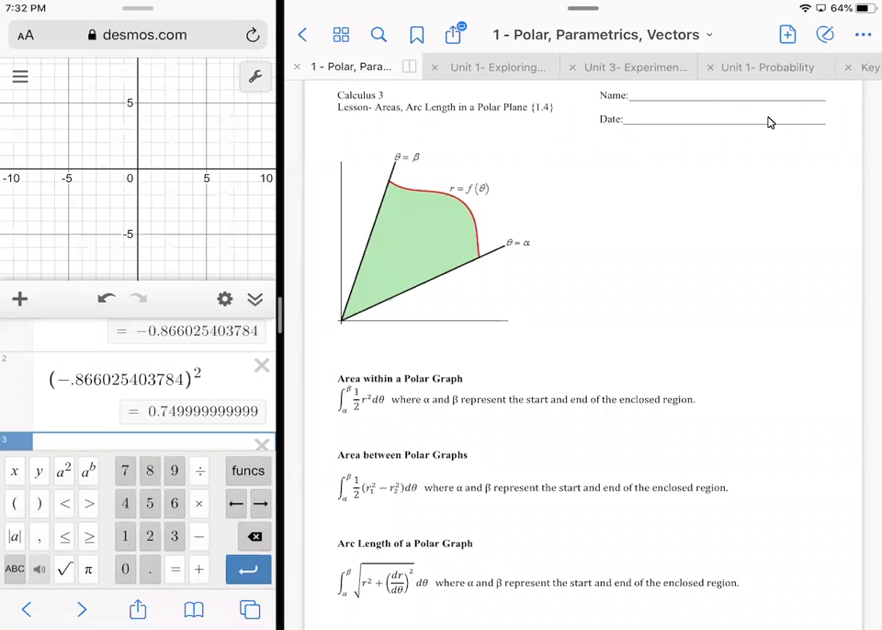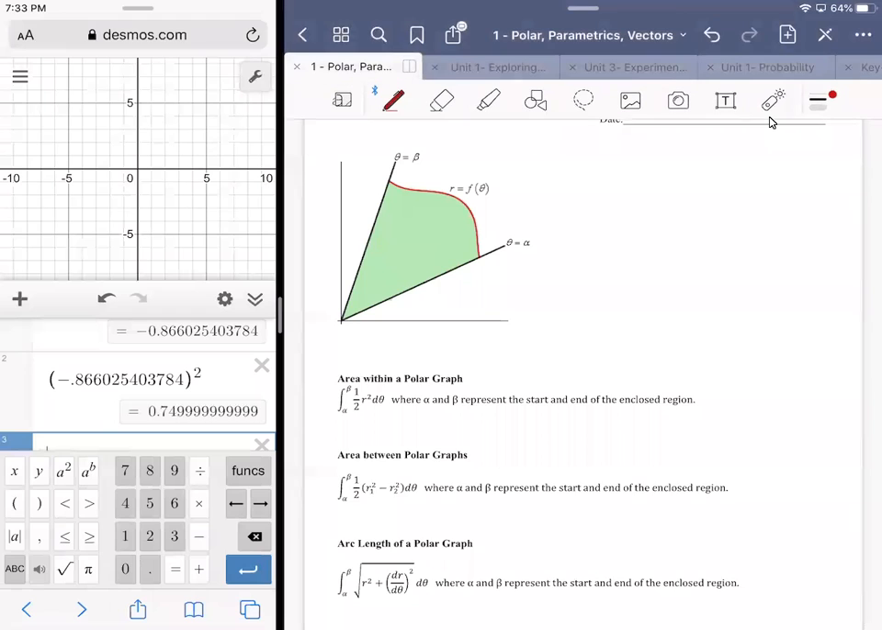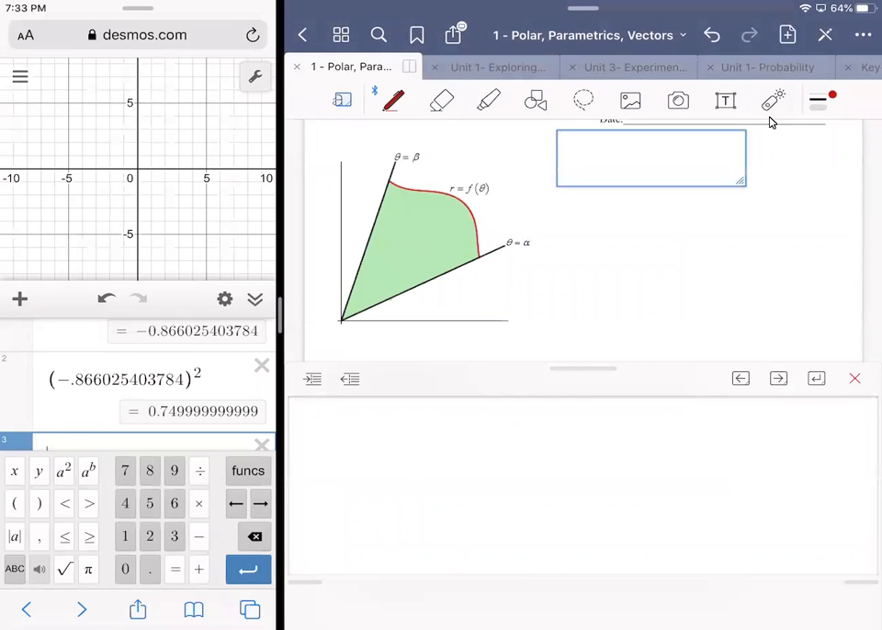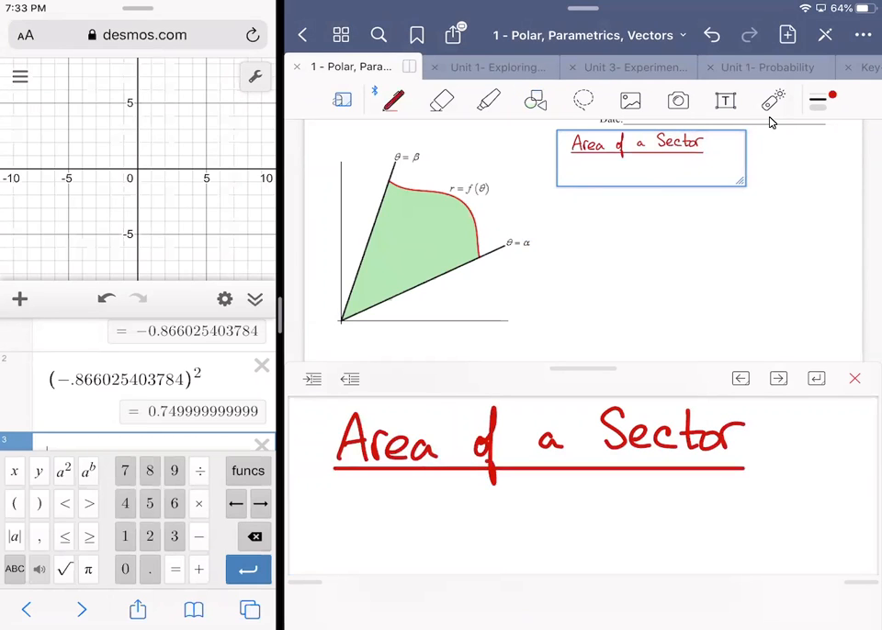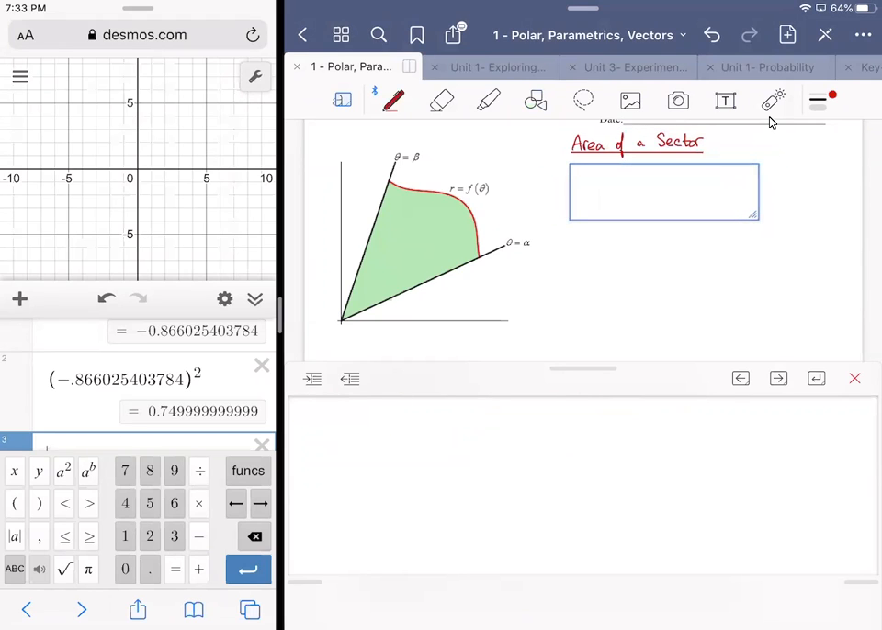But what I wanted to do is reacquaint you with a formula that you may have seen in pre-calc. So I'm either reacquainting you with it or just acquainting you with it for the first time ever. And that is the area of a sector formula. All right. So area of a sector.